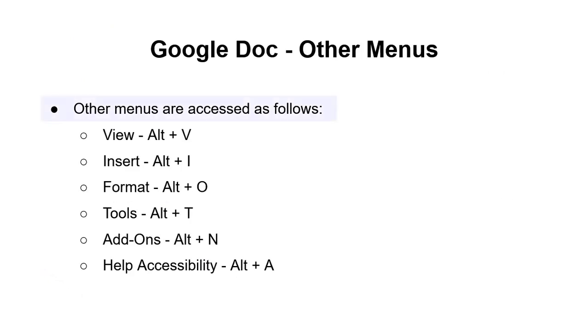So there are other menus as well that we're not going to look at just because they're not quite as important as the ones we looked at with the screenshot. To open these, it's as follows. To open the View menu, you're going to do Alt plus V. Insert is Alt plus I. Format is Alt plus O. Tools is Alt plus T. Add-ons is Alt plus N. And Help with accessibility is Alt plus A.